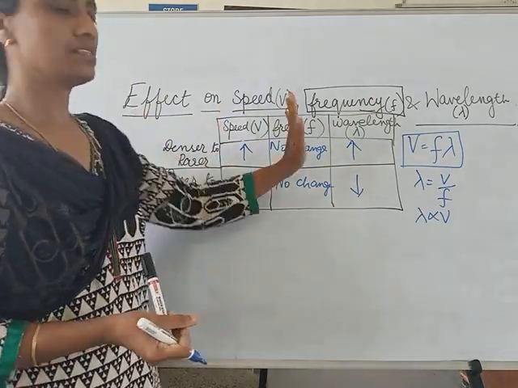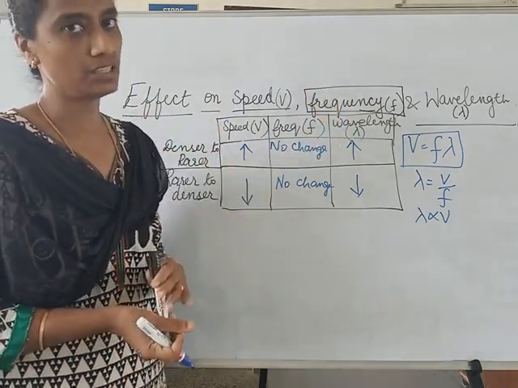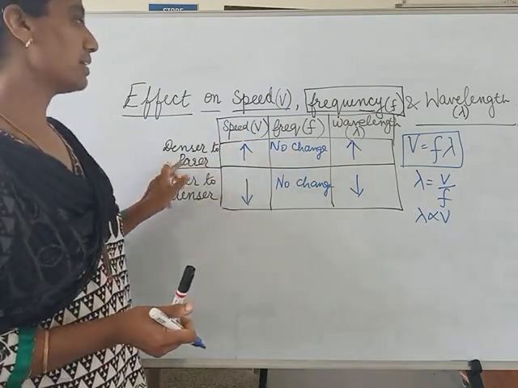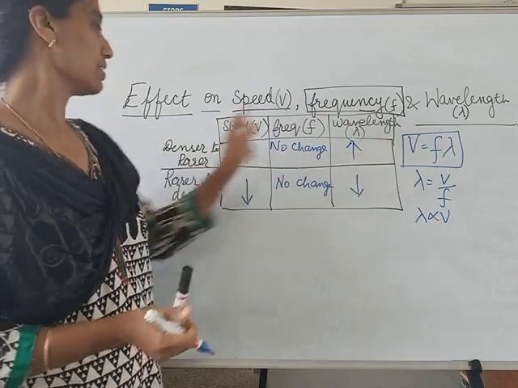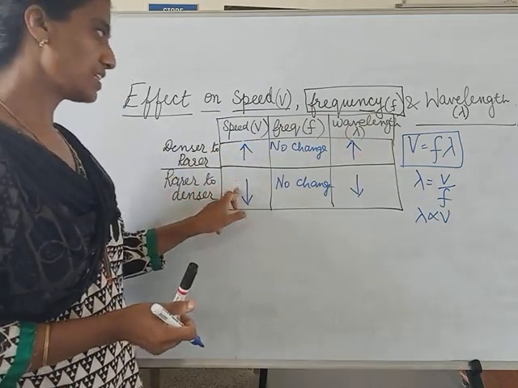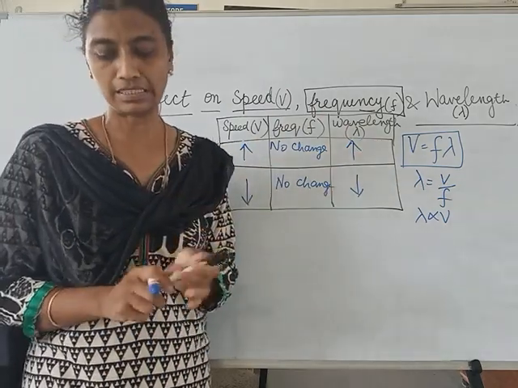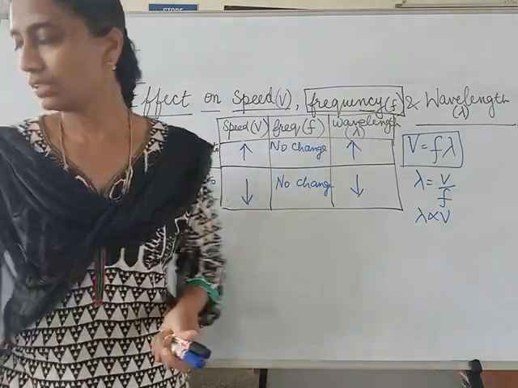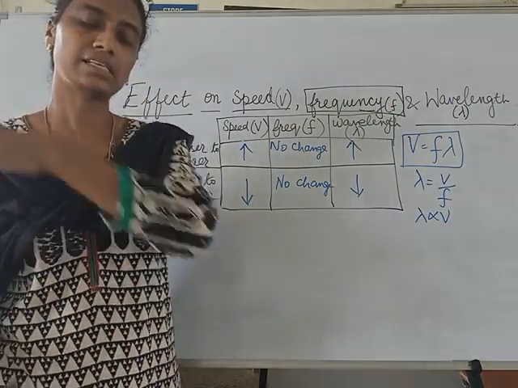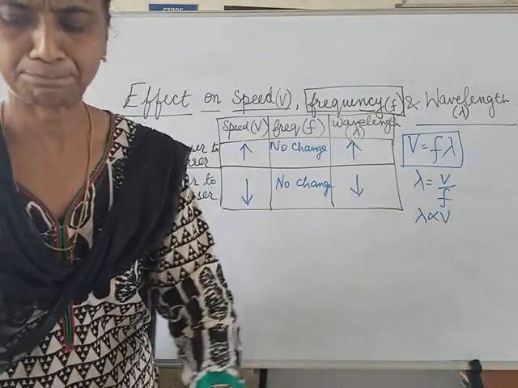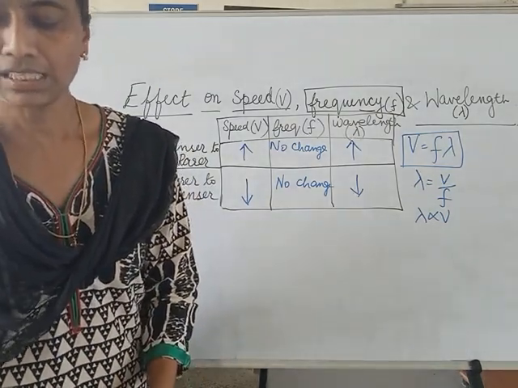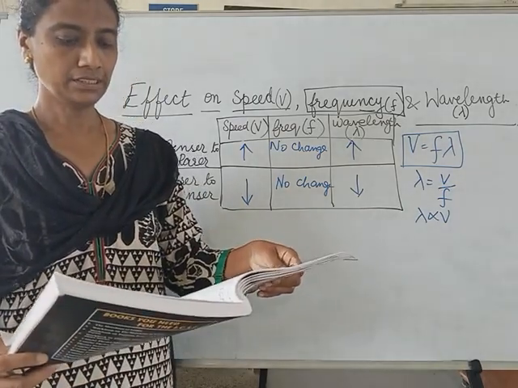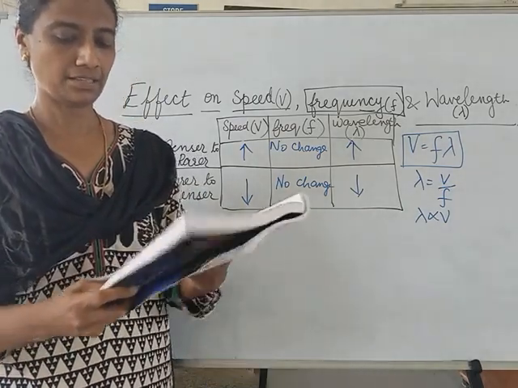So what are the things that change, what will not change? Frequency: no change. Denser to rarer, speed increases, wavelength also increases. Rarer to denser, speed decreases, wavelength also decreases. So it will be good if you could note it down as a table, then it is easy for you to recollect. Okay, next we go to the next topic.